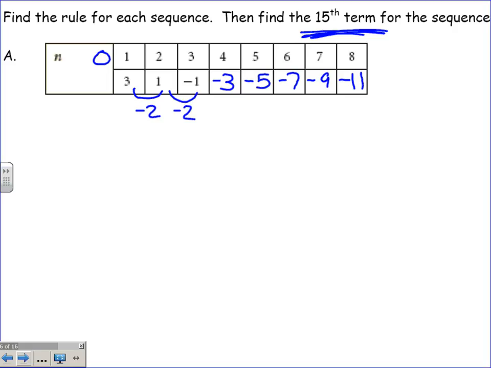Okay, well, let's try this. Watch this. Okay, Ty, nobody tell him. How did we get from here to here? Add what? Oh, how did we get from here to here? How do you get from here to here?